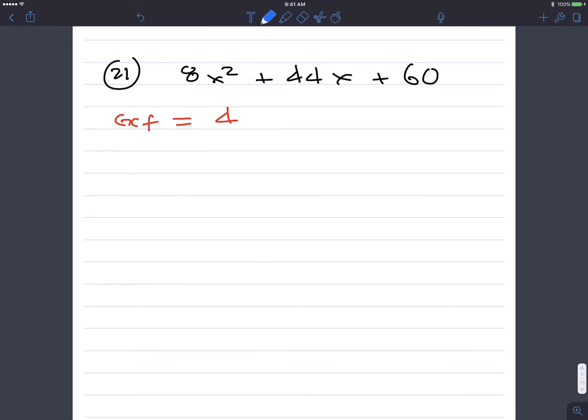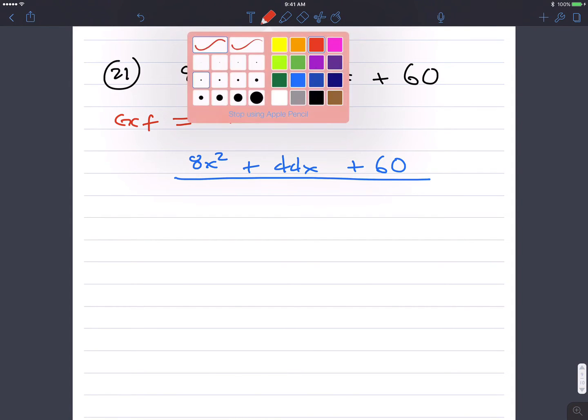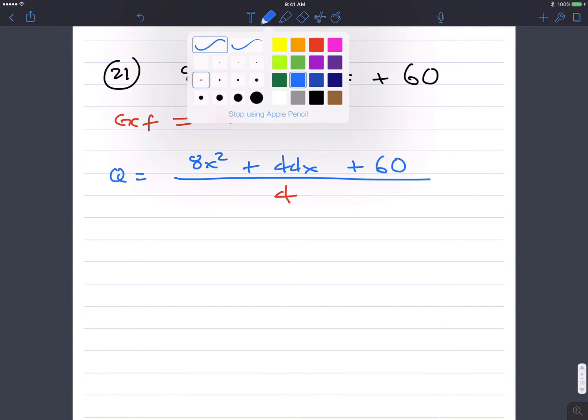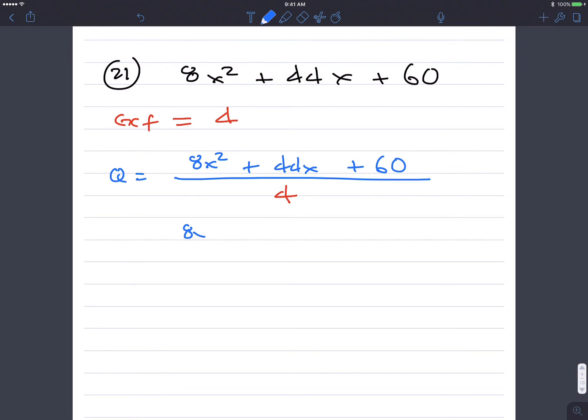Now, here's my quotient. 8x squared plus 44x plus my 60. What are you going to divide by? Greatest common factor of 4. Okay? My quotient. So, 8x squared over 4, 44x over 4.